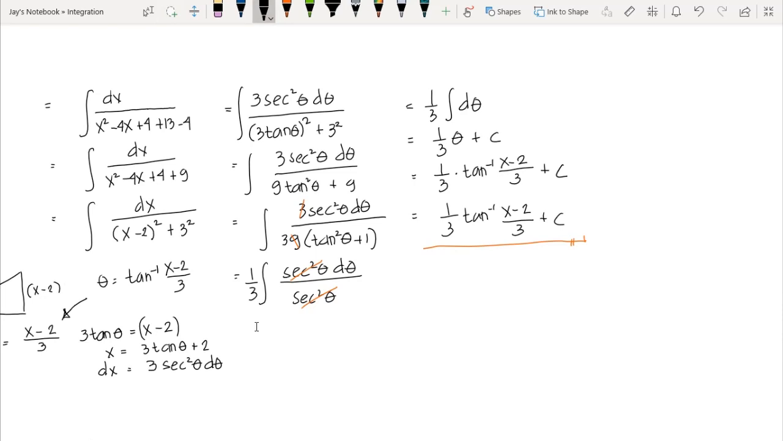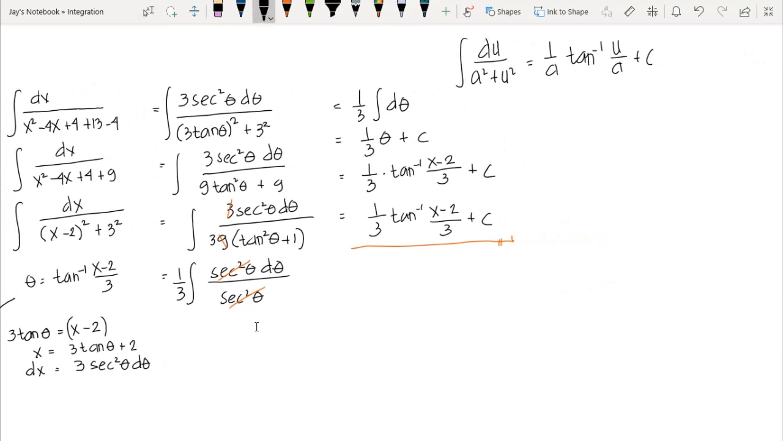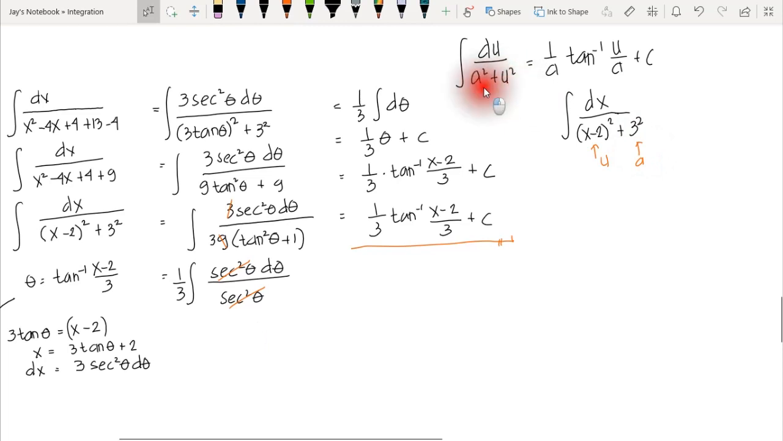So the integration of du over a squared plus u squared is equal to 1 over a arctangent of u over a plus c. Okay, so rewriting our function, the modified function, we have dx over (x minus 2) squared plus 3 squared, correct? In which this one is our u and this one is our a. So we have the same form as the integration rule, a squared plus u squared, or u squared plus a squared. So apparently we can use this integration rule. Now we know that our u here is x minus 2, and our a is equal to 3.